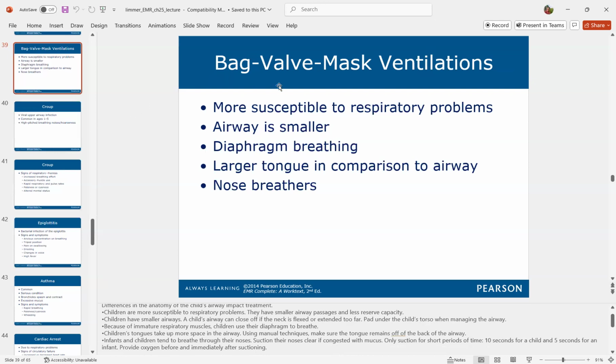Pediatric bag valve masks come in 3 sizes. They come in adult, child, and infant. So the reserve capacity in those bags just keeps getting smaller, obviously, as the age brackets get smaller.